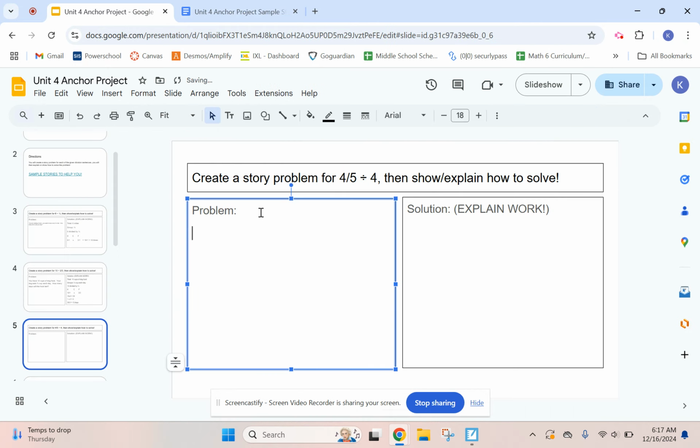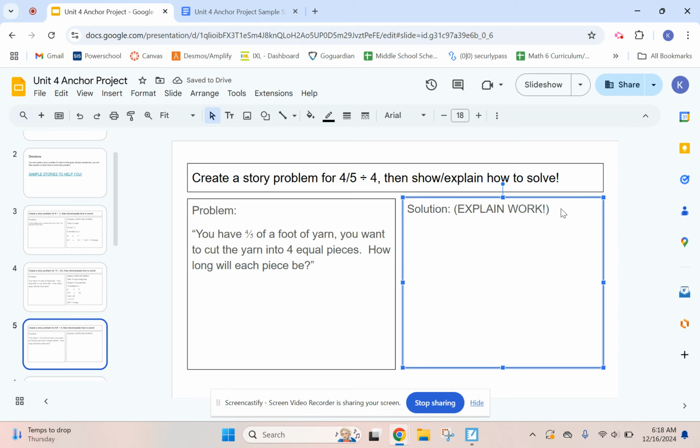Okay, so we first need to think about our total. Our total would be 4/5 because that's the thing that comes first. So you have 4/5 of a foot of yarn, sorry. You want to cut the yarn into, how many groups are we making? 4 equal pieces. How long will each piece be? All right, so now we need to think about our total, which is 4/5.